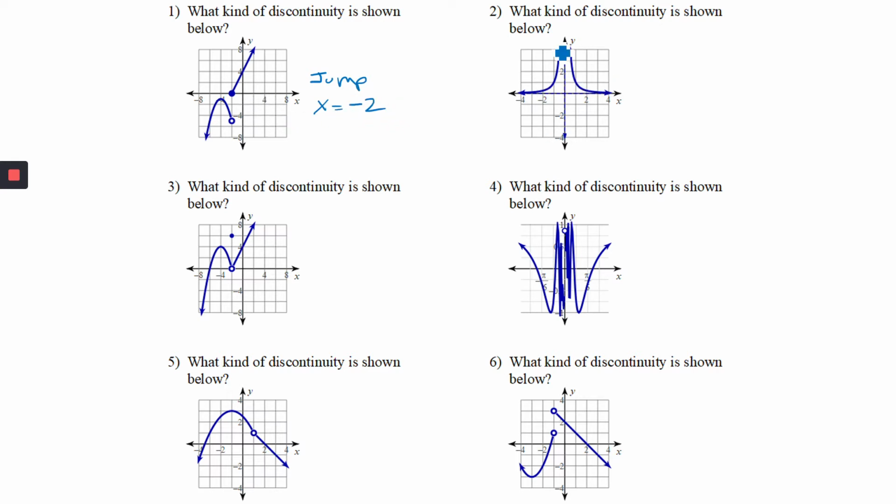If we go over to number two, it looks like there's probably an asymptote going on at 0. It's going off to infinity on both sides. This is an infinite discontinuity, and that's happening at x equals 0.